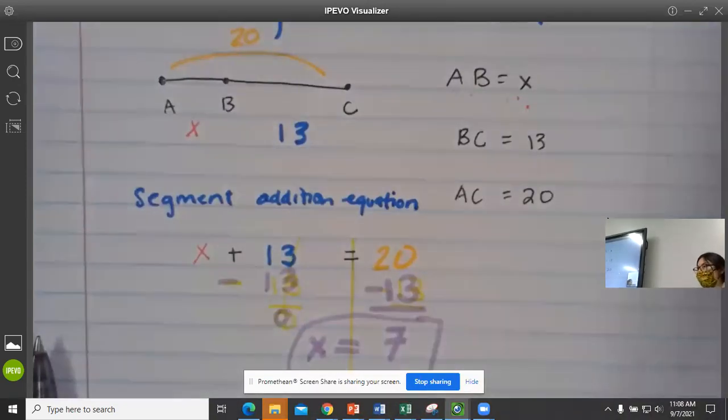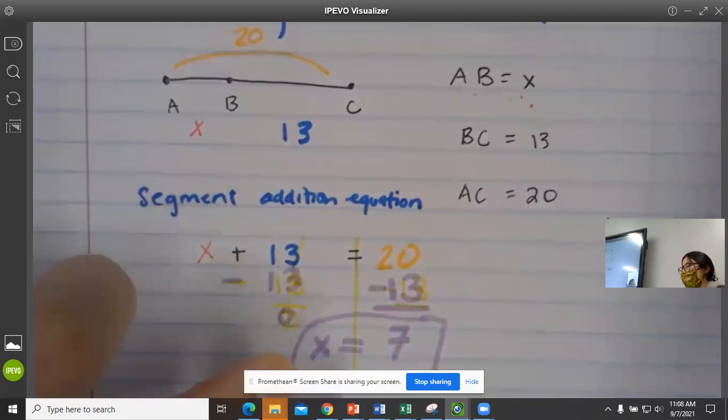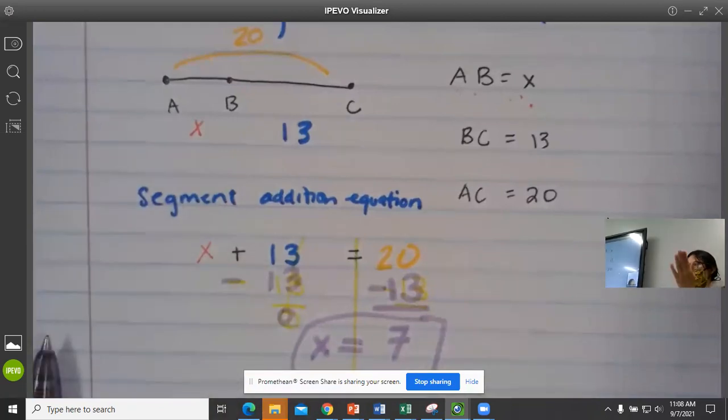So that's what we're doing. You're going to label, you're going to write the segment addition equation, and then you're going to solve. This one was like one step. You could have done it in your head. I know 7 plus 13 is 20.